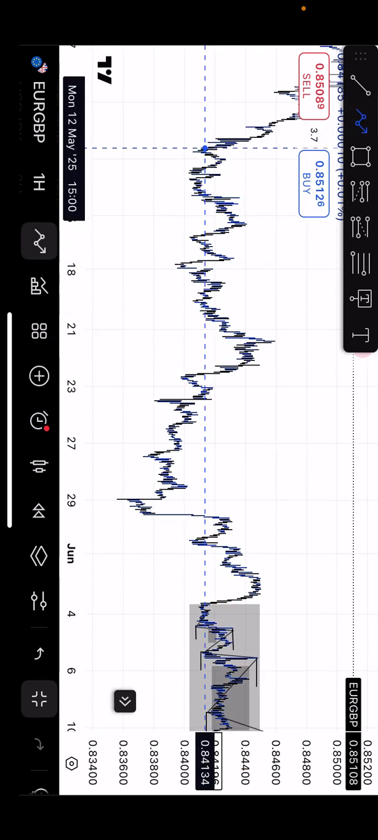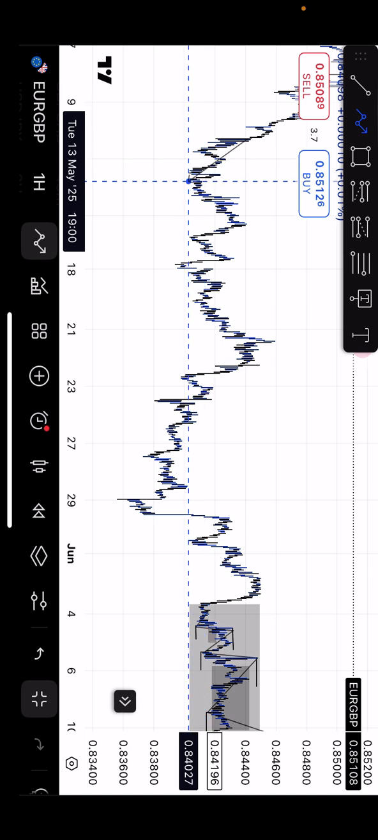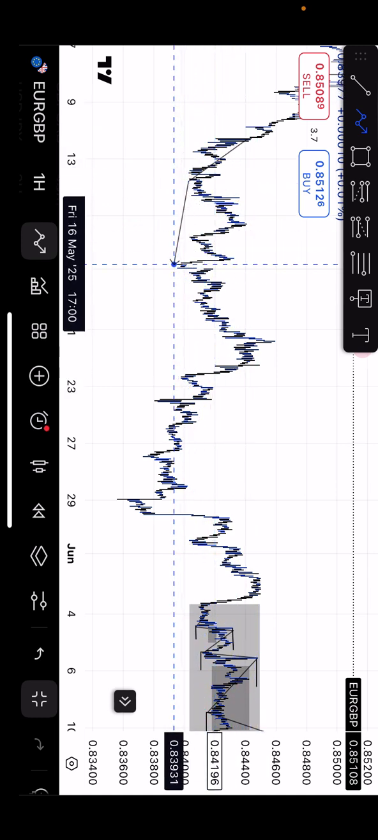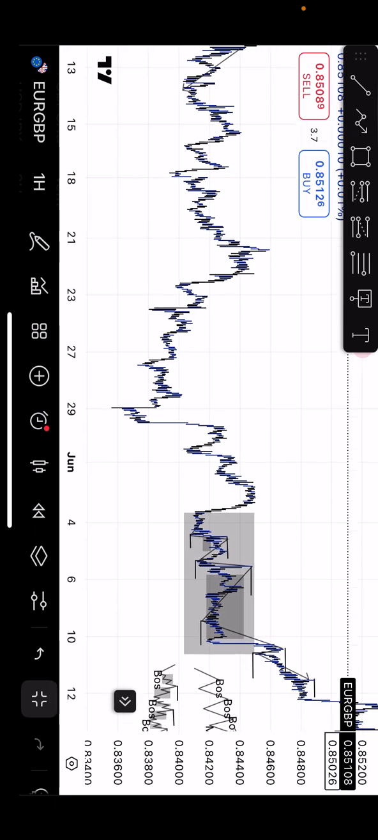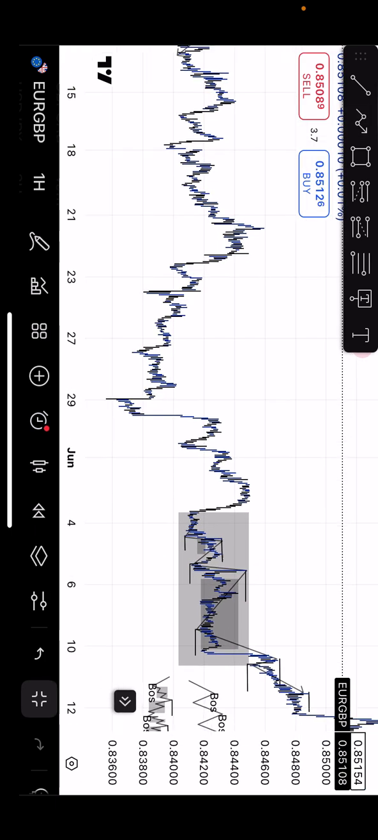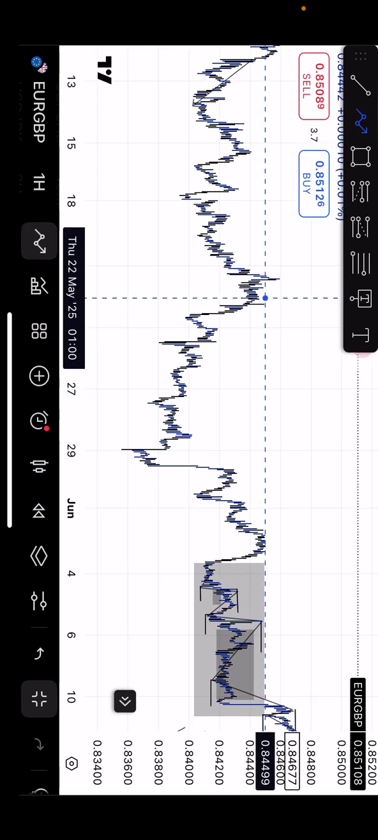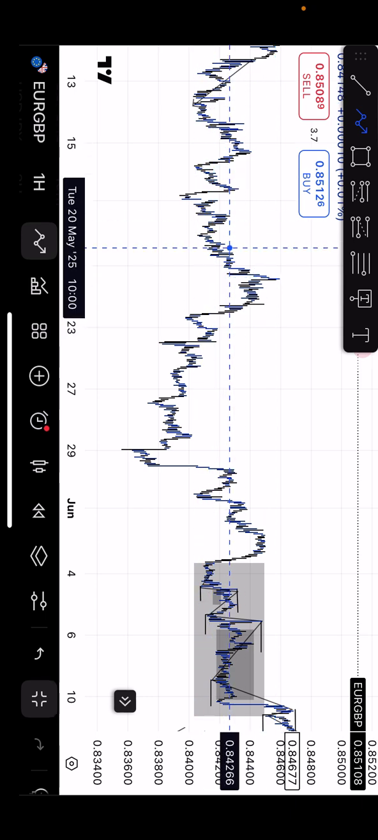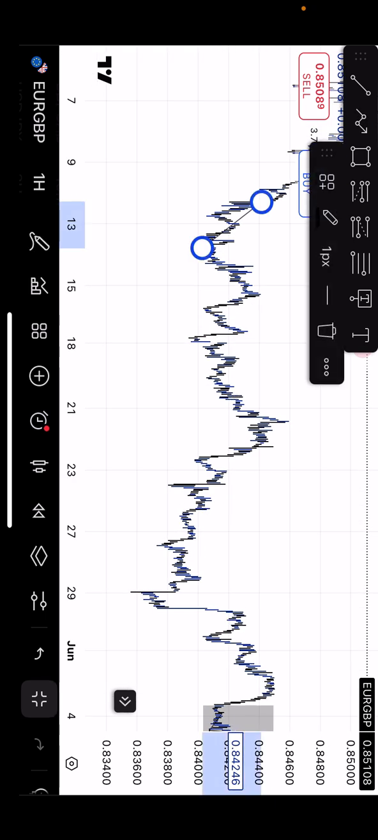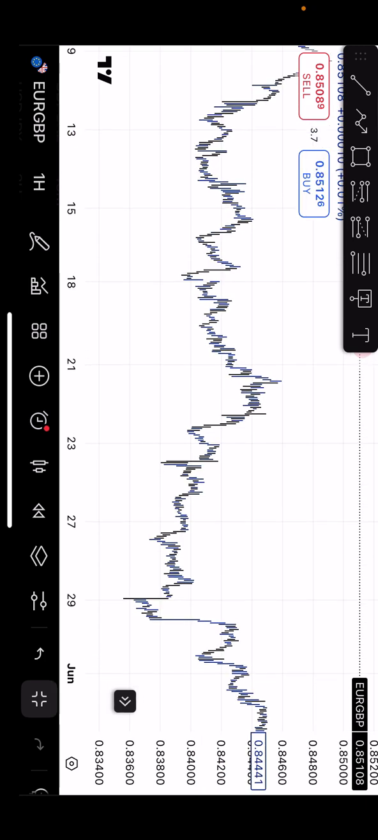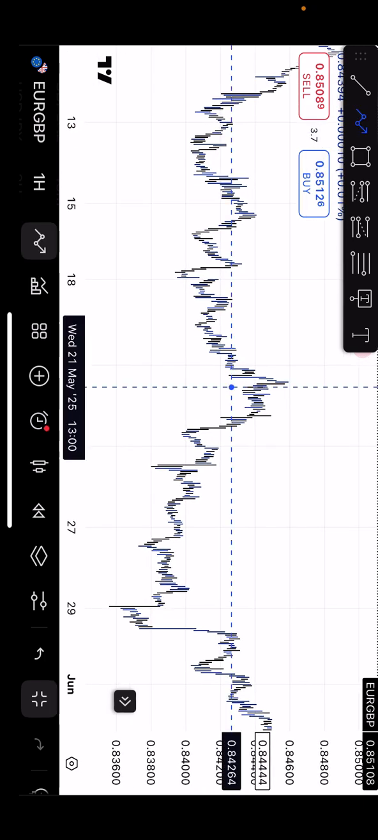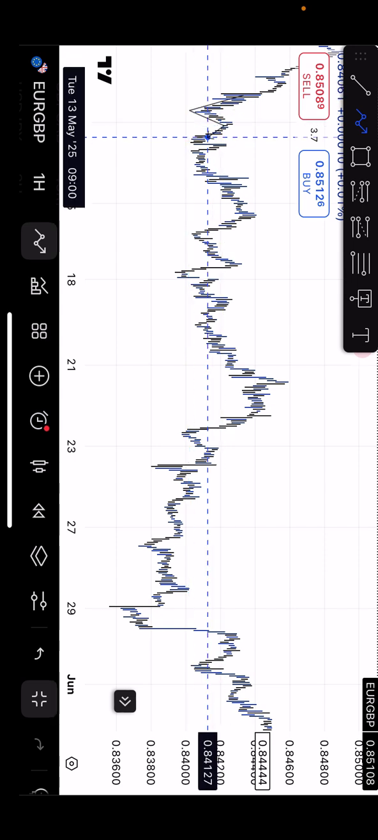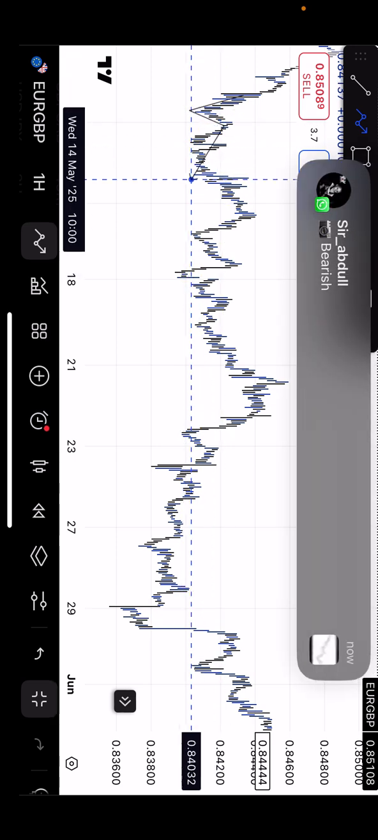Okay, let me just make it 1. See this low, right? Let's just take it from here instead. See this movement. You understand something from there. See this low, right? See this high. See this low.